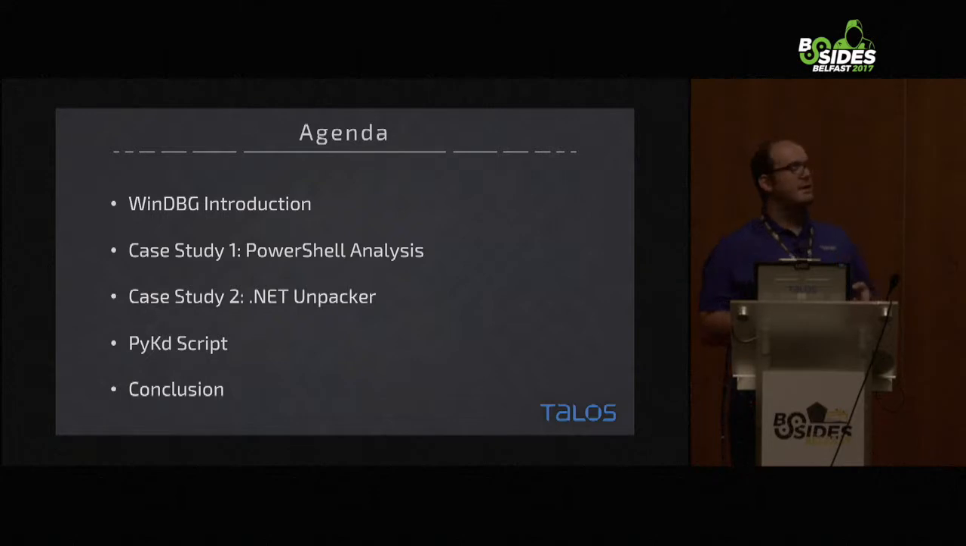After, I will present 2 case studies. The first one is how to analyze a PowerShell script with WinDBG. You will see why I need to do that later. And after, I will mention .NET packers and how to automatically unpack samples packed with this .NET packer thanks to WinDBG. And at the end, I will show you a script we released on our GitHub account to help do this kind of thing and have acceptable output on WinDBG, you will see.